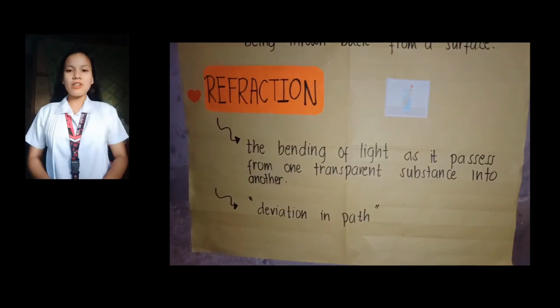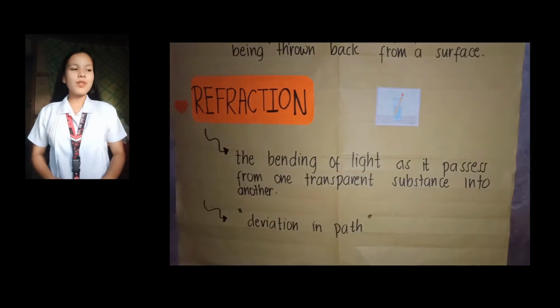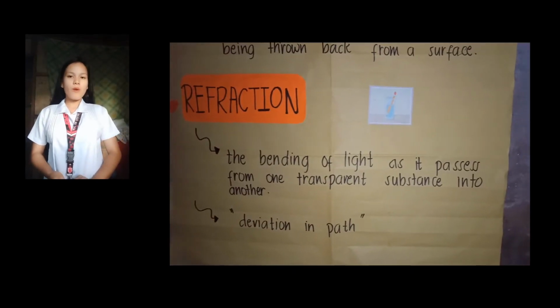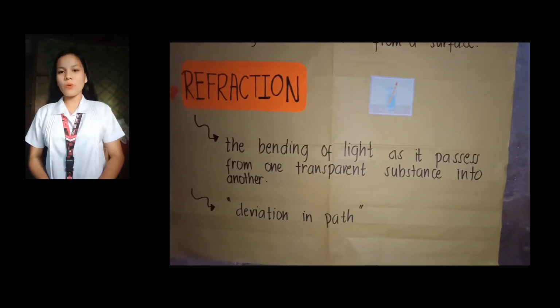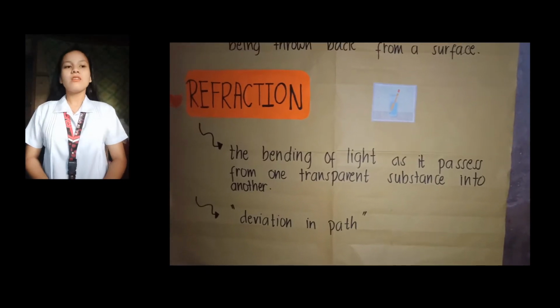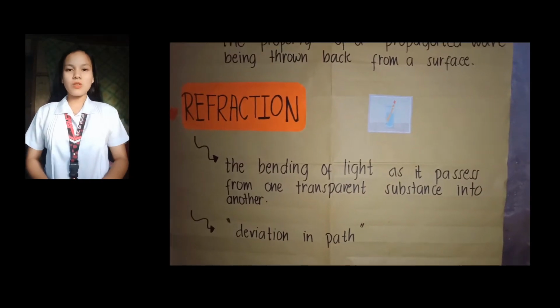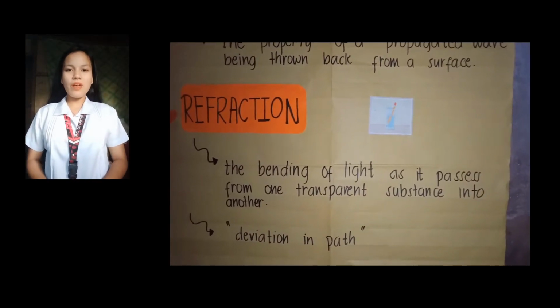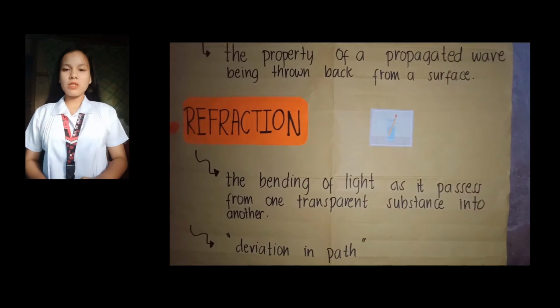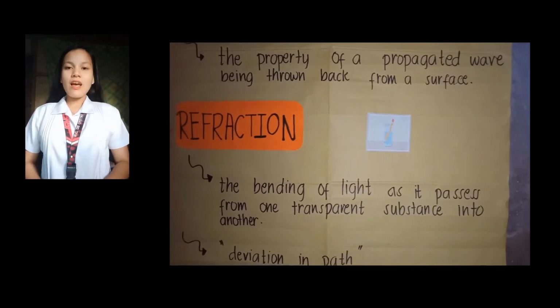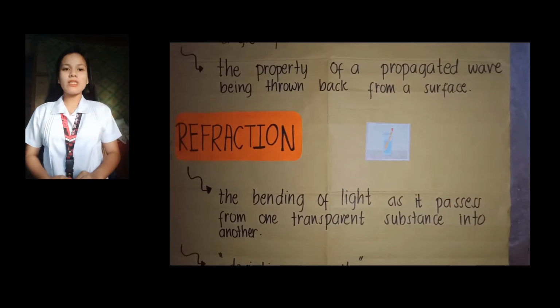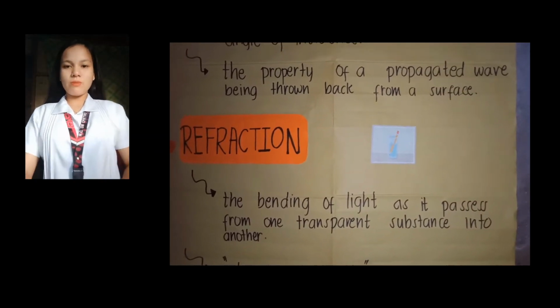Second, we have refraction. It is the bending of light as it passes from one transparent substance into another. So it is also called the deviation in path. Normally, light travels in a straight path called a ray. However, when passing through transparent materials like water or glass, the light bends. Light is refracted when it travels through different mediums.